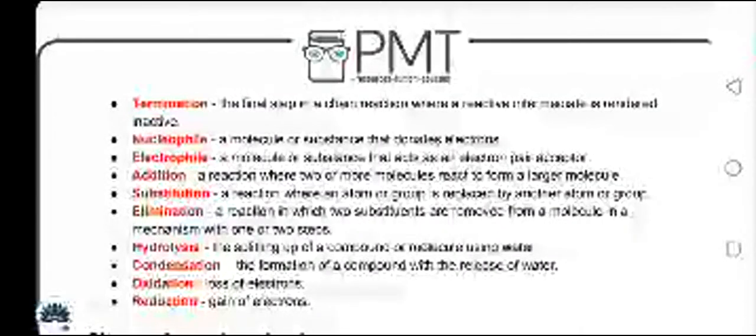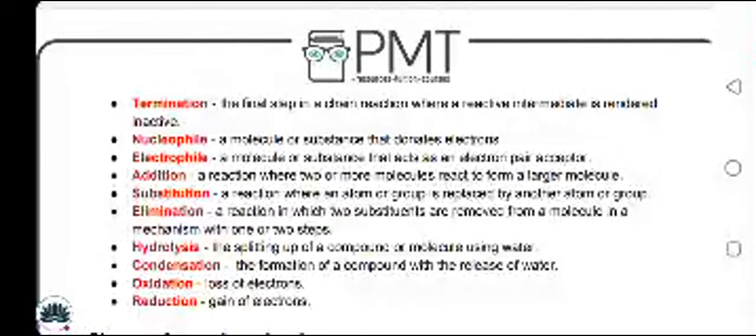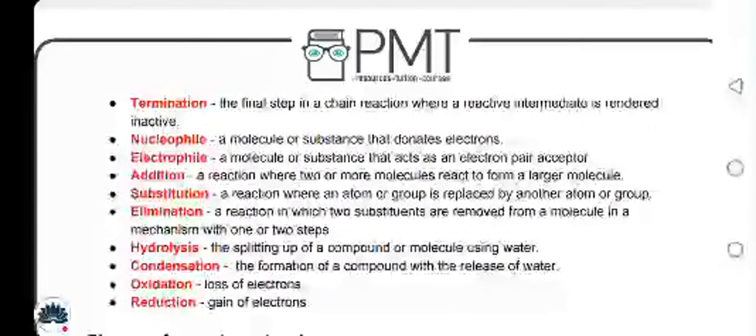All right, so for alkenes, which are unsaturated, the addition reaction occurs, and for saturated hydrocarbons such as alkanes, substitution reactions occur. Elimination, a reaction in which two substituents are removed from a molecule in a mechanism with one or two steps. Hydrolysis, the splitting up of a compound or molecule using water. Condensation, the formation of a compound and water. Oxidation, loss of electrons, and reduction. This is what we have already discussed in the redox reactions.